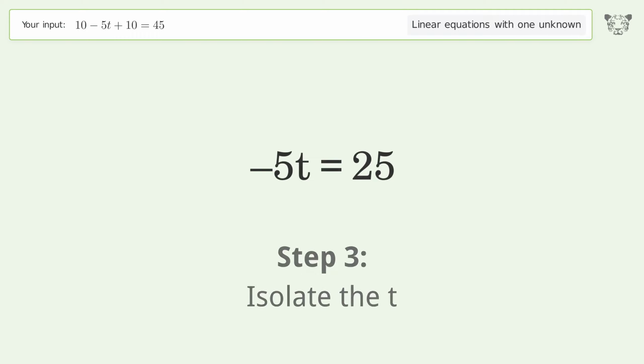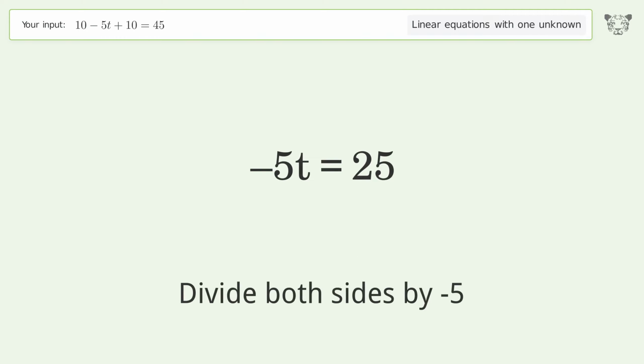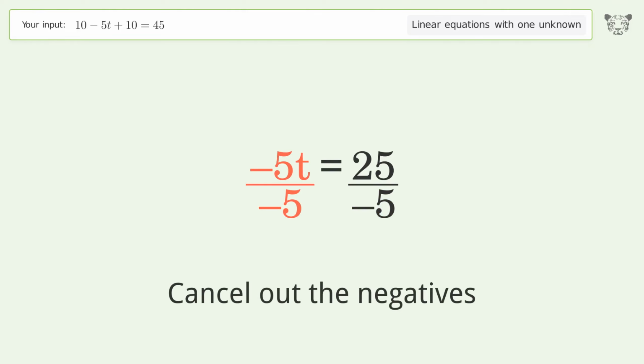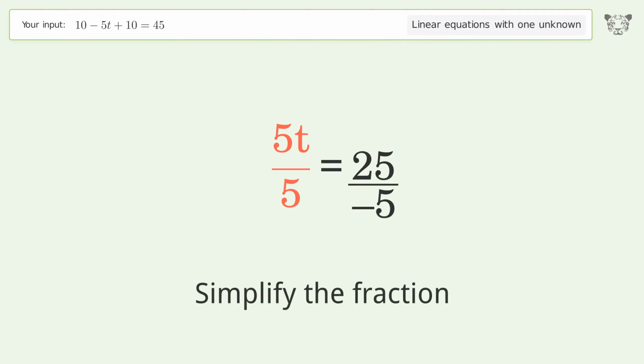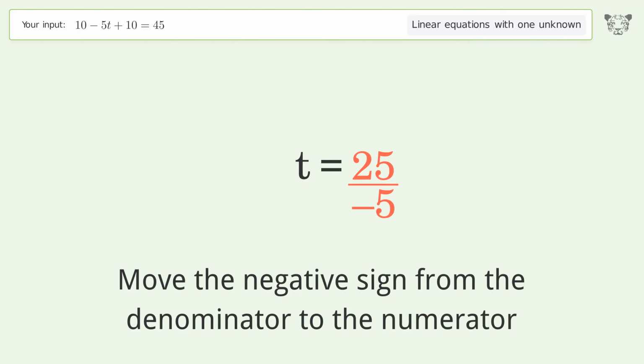Isolate the t. Divide both sides by -5. Cancel out the negatives. Simplify the fraction. Move the negative sign from the denominator to the numerator.